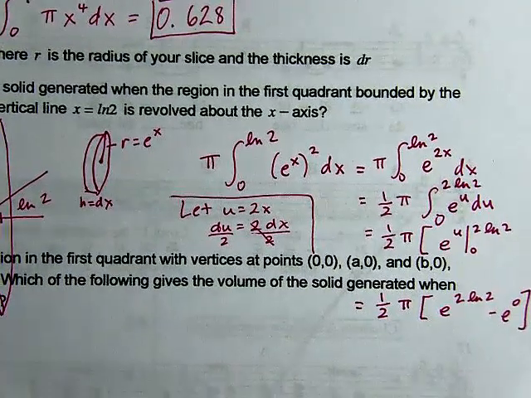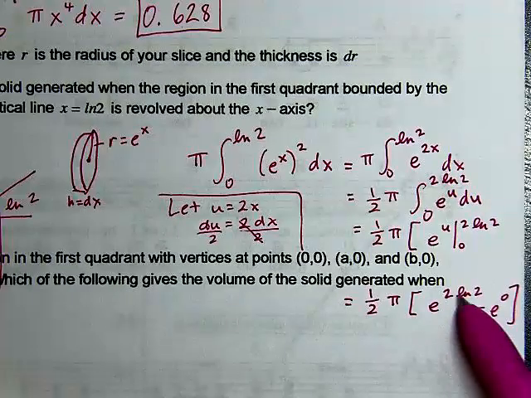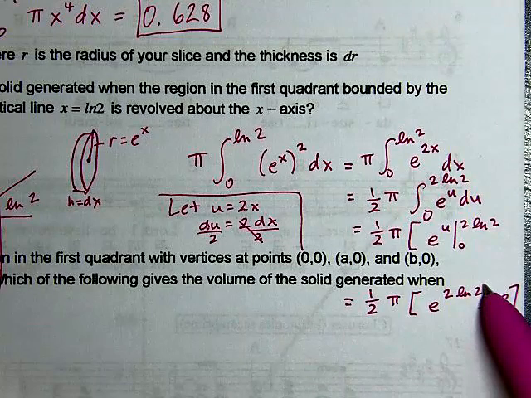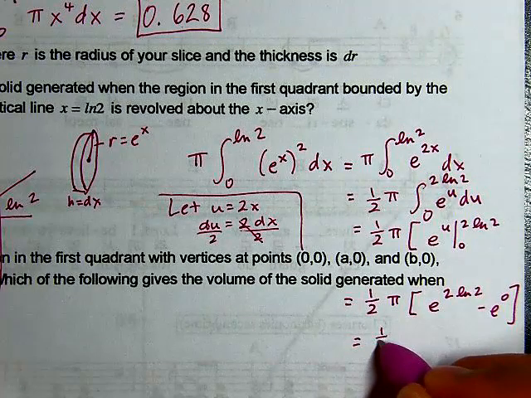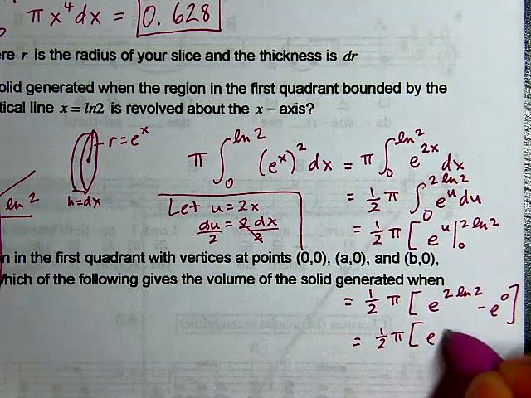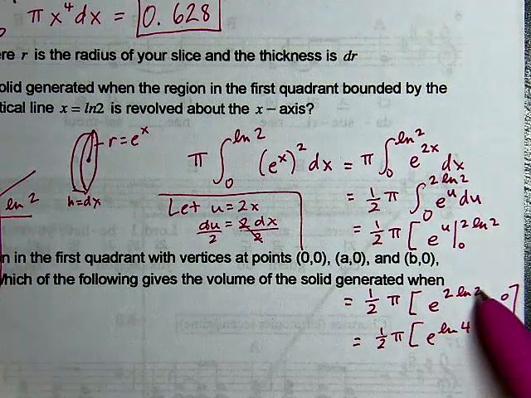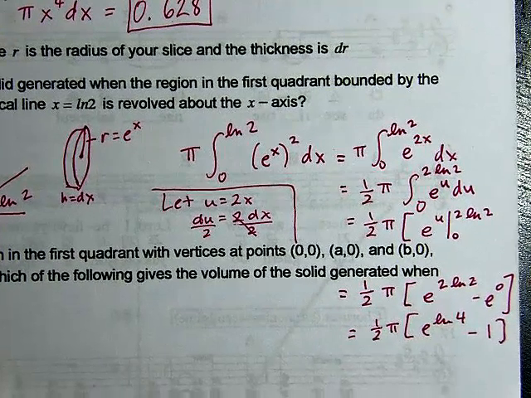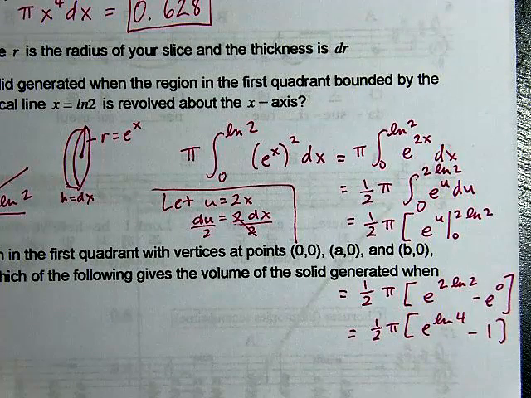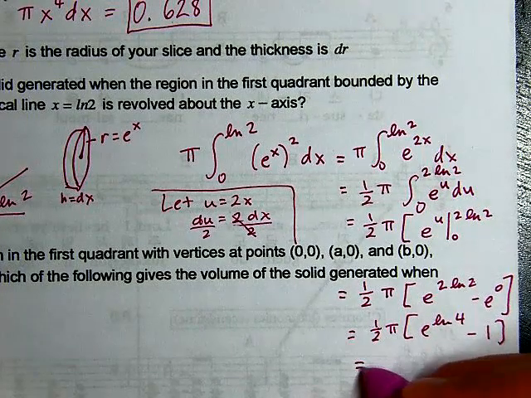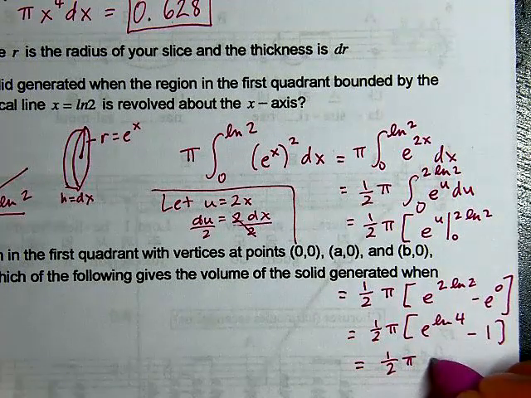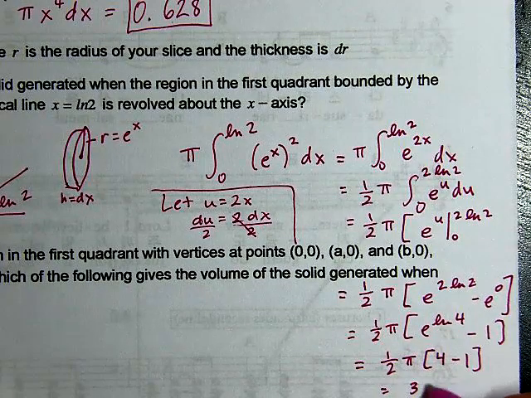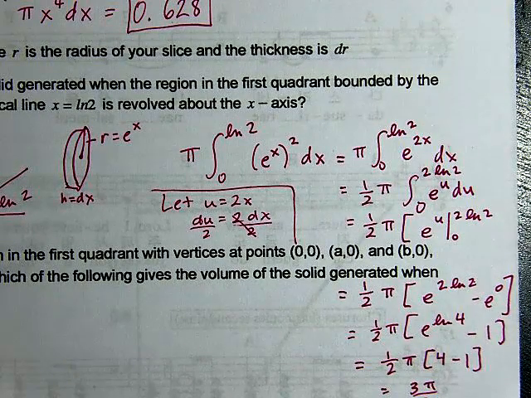Now, if you recall your natural log rules, this 2 here can be brought up as an exponent. So 2 squared is 4. e to the 0 is 1. So here e and natural log will undo each other. So I have 1/2 pi times 4 minus 1, which is 3 pi over 2, which is answer B.